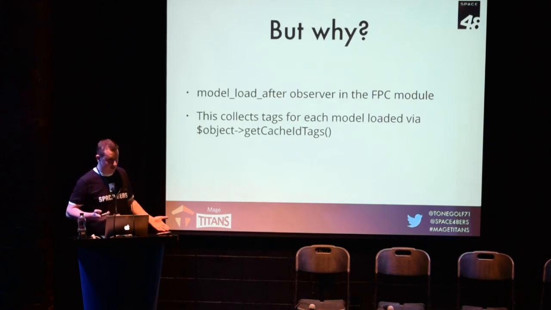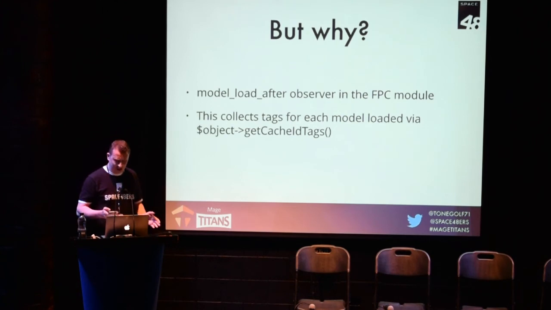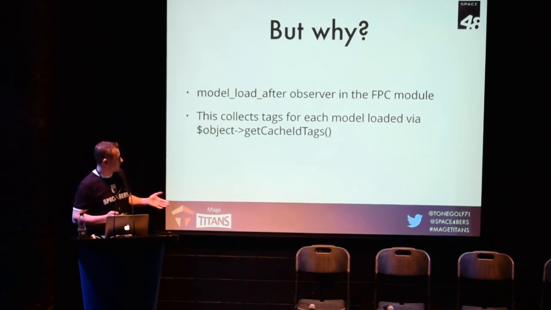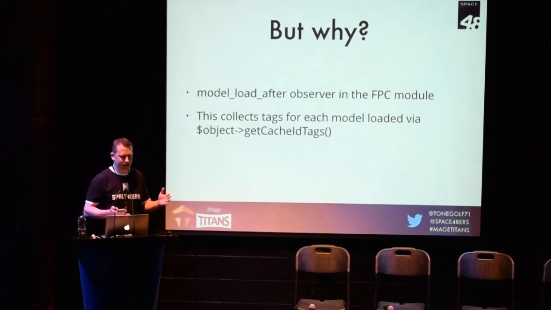So digging into that module further, into the full page cache, to understand how that's working, we can see that there's an observer in the full page cache that's firing off model load after. So that's every single model. It will fire this when it's loaded. After it's loaded, this observer kicks in. And what does it do? Well, it collects tags using the object's get cache ID tags. So why is it doing that? Well, it's actually a good thing.